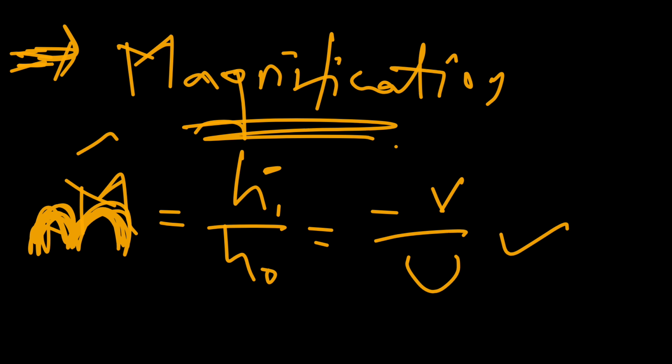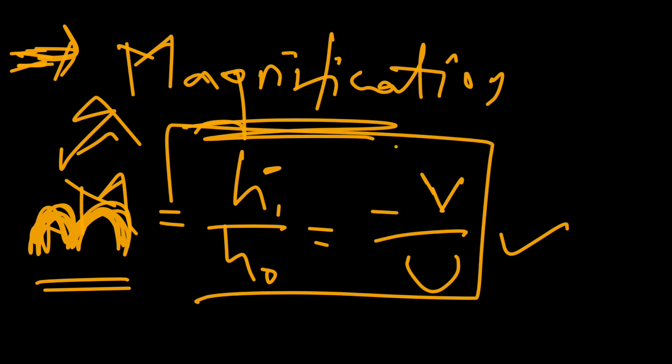M is equal to hi by h naught. Small m is nothing but magnification, which is equal to hi by h naught, height of the image by height of the object. And if you modify the formula, you'll get minus v by u. Keep that in mind. In many problems, you are going to combine these two formulas and do the sums to get the final value. So remember these formulas: m is equal to hi by h naught, or equal to minus v by u.